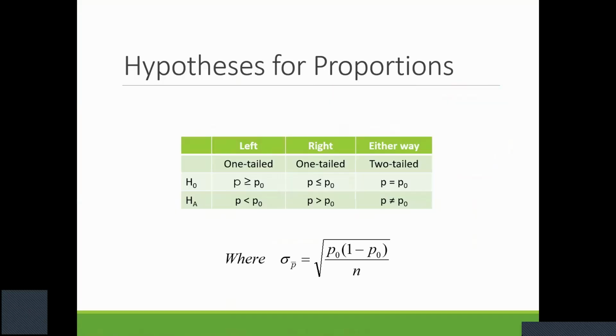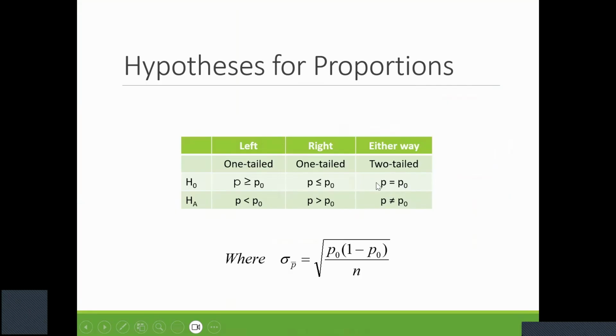So, the hypotheses for proportions: there are three sets, and they are named according to which way we are looking for evidence to help us reject the null. So there are one-tailed to the left, one-tailed to the right, and two-tailed, or either way. And these are maybe the most familiar or the easiest to grasp initially.